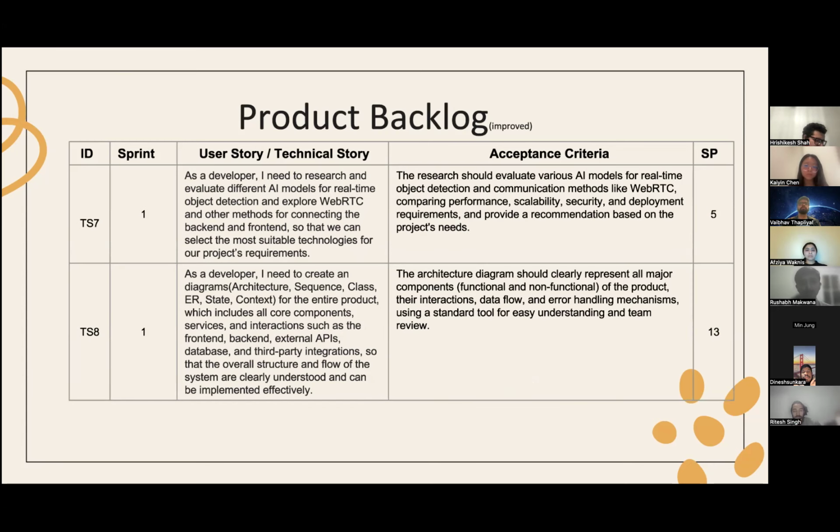So this is the technical story. Technical story 8. As a developer, I need to create diagrams like ER diagram, sequence diagram, class diagram, like Min just told. So for the entire product, which includes all core components, the acceptance criteria is the architecture diagram should clearly represent all major components as per feedback.